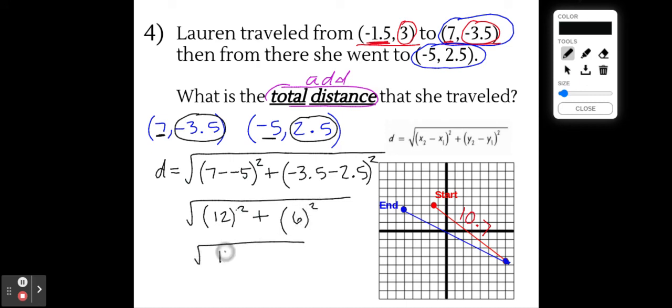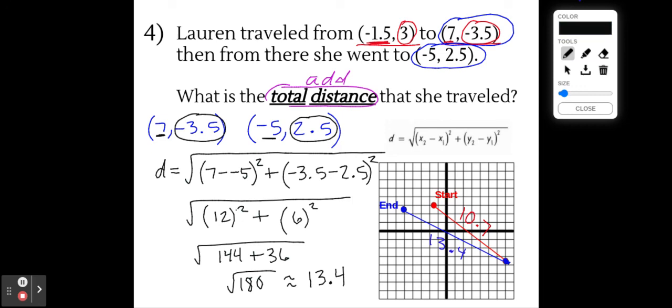12 squared is 144. 6 squared is 36. So my last step would be to add them together, and 144 plus 36 is 180. And then if I type square root of 180 in the calculator and round to the nearest tenth, it'd be 13.4 units long. Okay, so switching the color here, this distance is 13.4 units long.